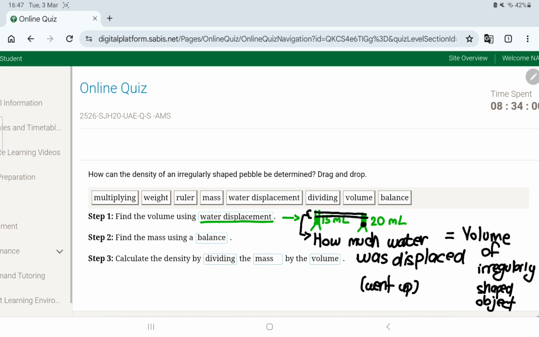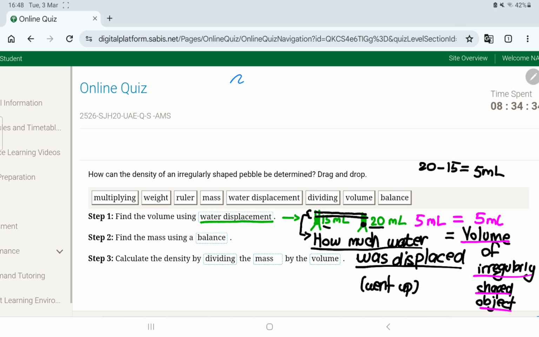Okay, so first, you need to know how much water was displaced. You subtract the big number by the small number. So you do 20 minus 15, you get 5 milliliters. So how much water was displaced? 5 milliliters, which is equal to the volume of the irregularly shaped object. So what's the volume of the pebble? Also 5 milliliters.